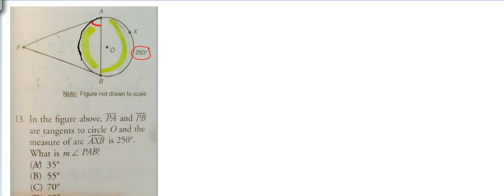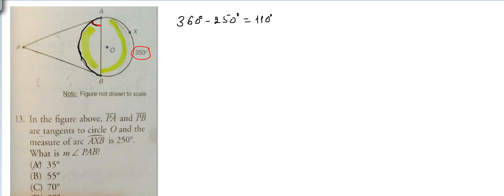Sorry for that. How much is the arc AB? The circle is 360 degrees. We took from it 250, which is the measure of arc AXB. What is left is 110 degrees.